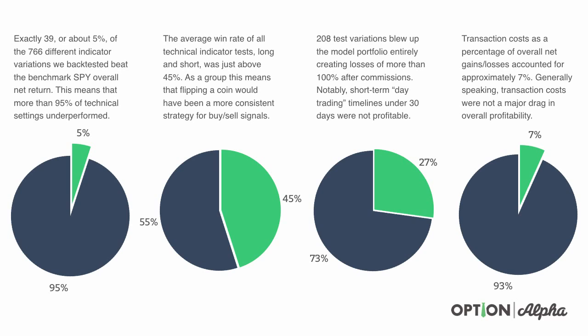But the reality is that some of these indicators were actually so bad that almost a third of them actually blew up the portfolio. So that's cause for concern. Again, you don't have to buy the report to know this. Now you know you should probably stay away from some of the indicators that might blow up your account. Now, the last thing is that transaction costs as an overall percentage of gains and losses accounted for approximately 7%. So generally speaking, transaction costs were not a major drag on overall profitability.